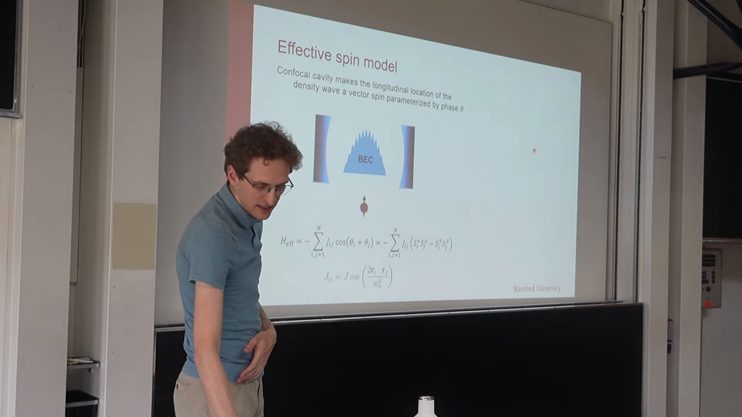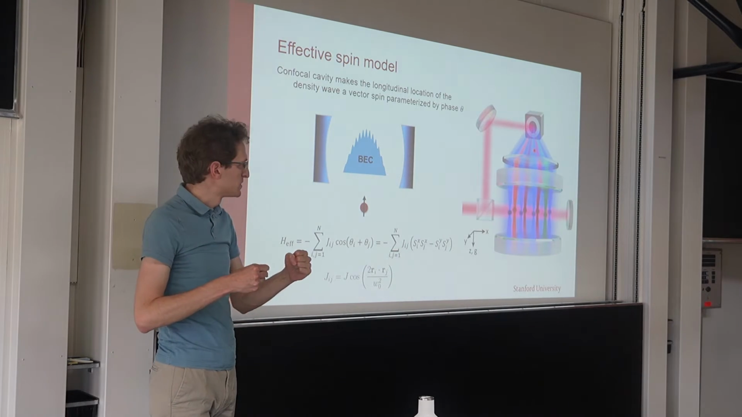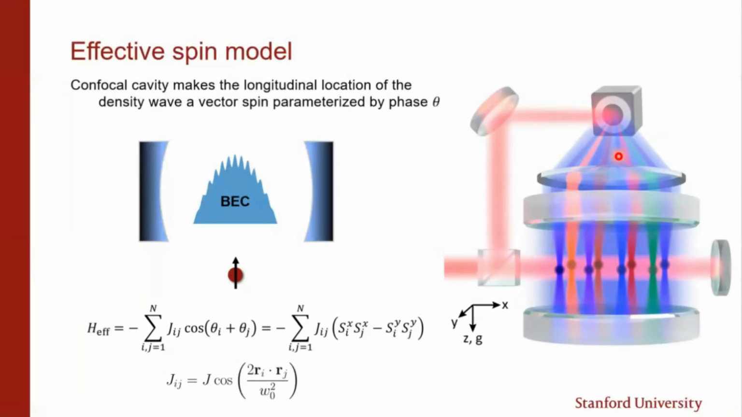And so the idea then is that we put a few BECs inside the cavity in certain positions, do the transverse pumping experiment and catch the light that leaks out, do these kind of holographic imaging techniques to see what density wave was each individual BEC, which we then map back onto the spin degree of freedom. So a little bit about that model.